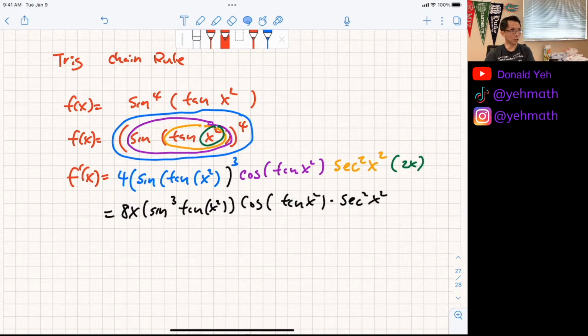If you know how to do trig chain rule, it's going to help you visualize a lot of things in the future. It could be other things.